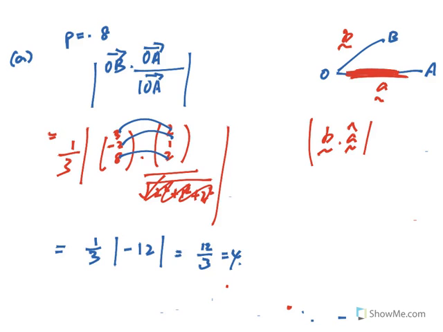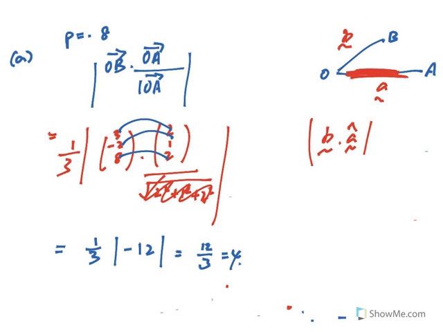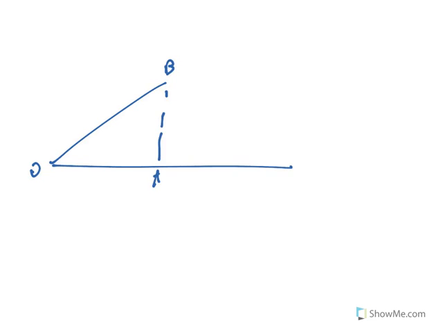Then part B. For p equals negative 4, calculate the shortest distance from B to the line passing through O and A. Very simple. It's just like this. All you need to do is from B, O, B, A. That's all. So there are a lot of ways to do this.